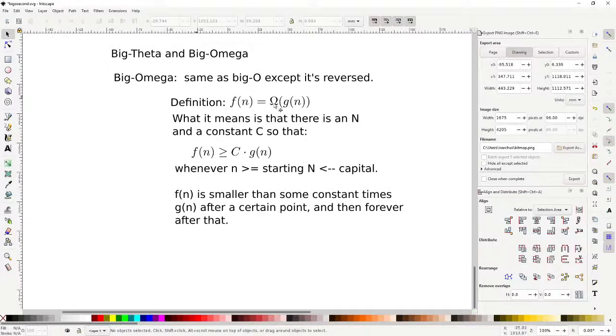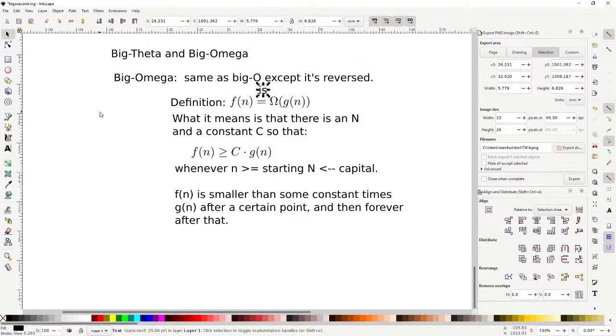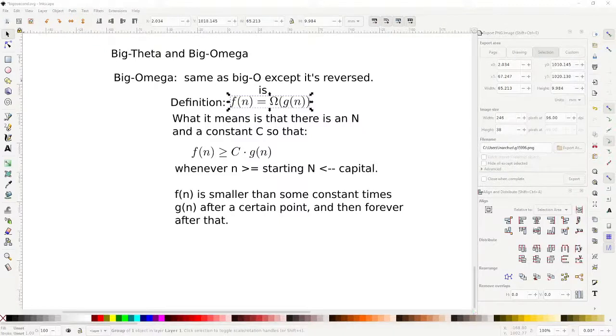And so big omega, where this is the capital omega, we say that f of n is, and so we read this equal sign as is. You see this equal sign in a lot of books. You see is in a lot of books. I actually prefer something a little bit more mathematical and a little bit more correct, where instead of saying f of n is equal to big O or f of n is big O, or big omega, I prefer to say that f of n is in, using the set notation, omega of g of n.